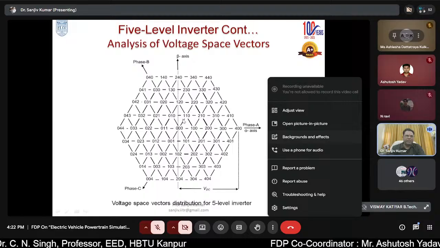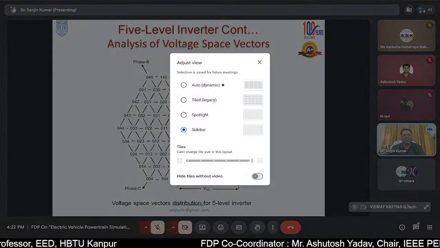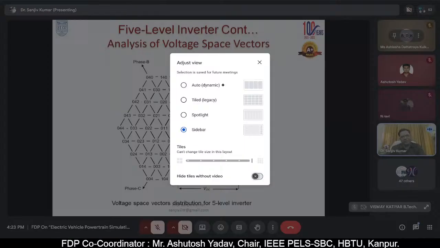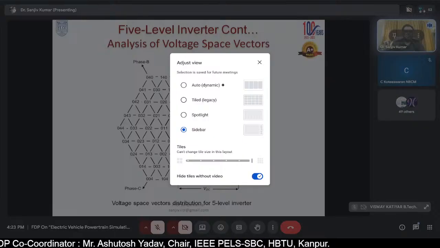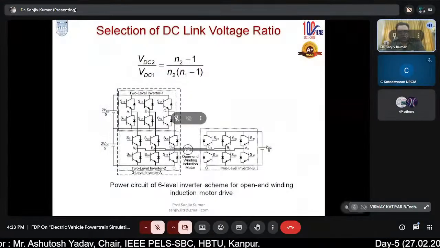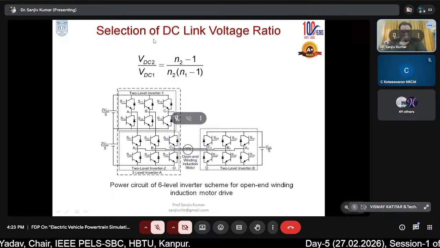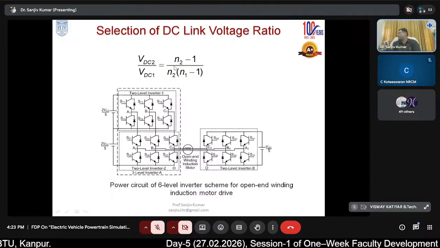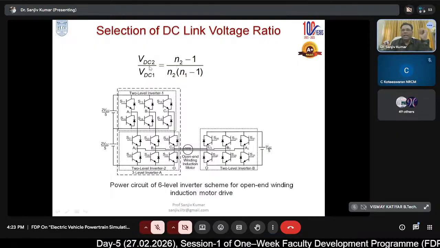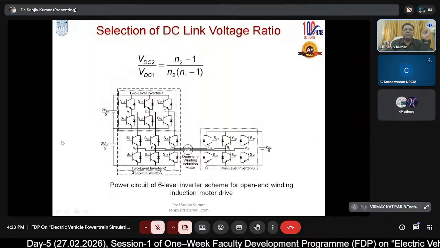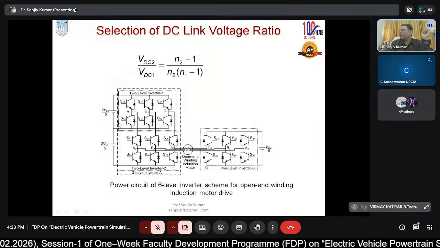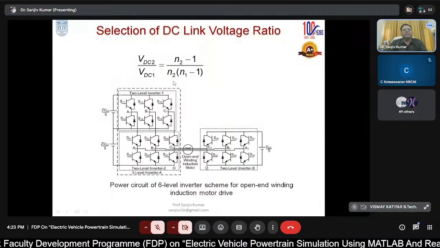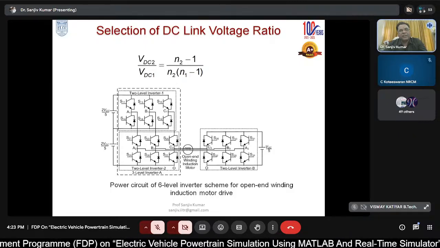I'm not going to discuss all this in detail because this is a separate field, and if I started talking about this, the entire lecture would be spent on it. So I'm not going into the detail. Similarly, we can properly select this DC link voltage, and the same circuit can generate 6 level operation.